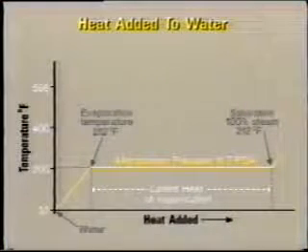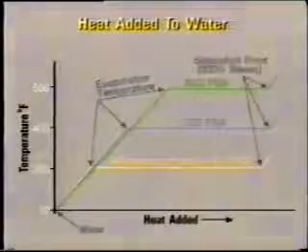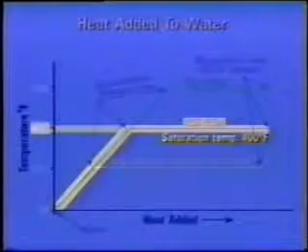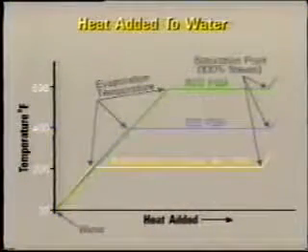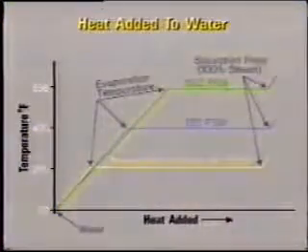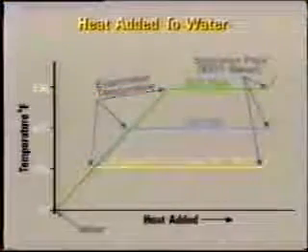The actual value of evaporation temperature and saturation temperature varies with pressure. The higher the pressure, the higher the saturation temperature. Actual values are given in the steam tables. For example, if the pressure in the steam drum is, say, 1500 psi, about 100 bar, then the temperature of the saturated steam is about 600 degrees Fahrenheit, 315 degrees Celsius.